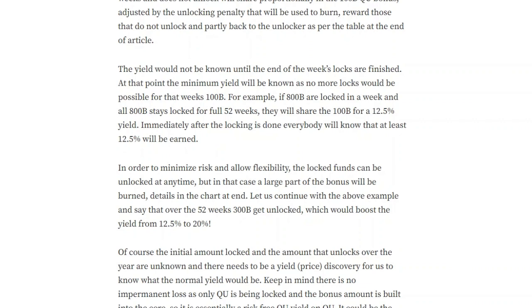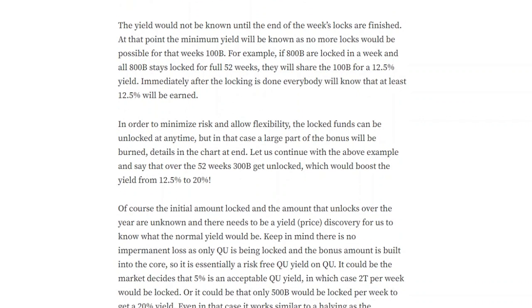Immediately after the locking is done, everybody will know that at least 12.5% will be earned. So once the locking is done, you just know instantly that 12.5% is going to be earned over the course of those 52 weeks. And that's just depending on if 800 billion's locked. Maybe only 400 billion will, maybe, I don't know, 5 trillion will. So it'll be a lower yield in that case.